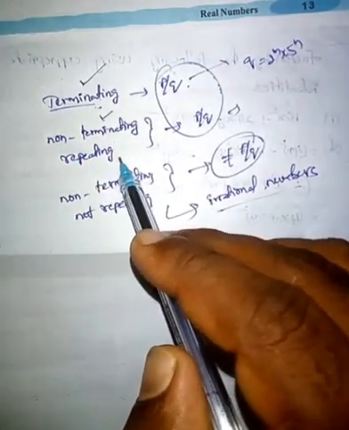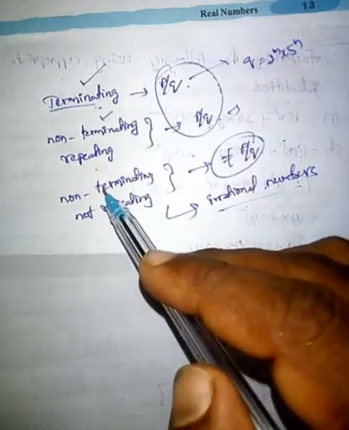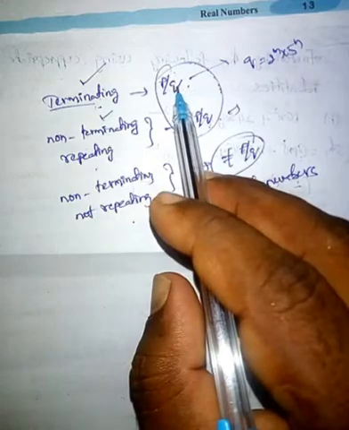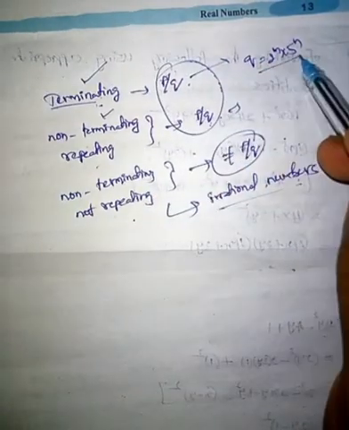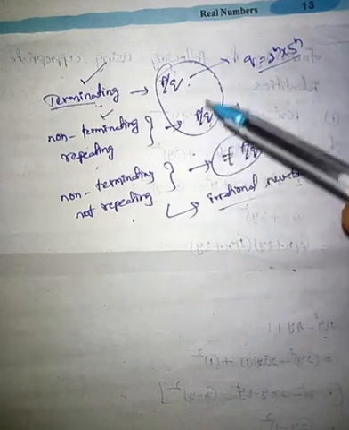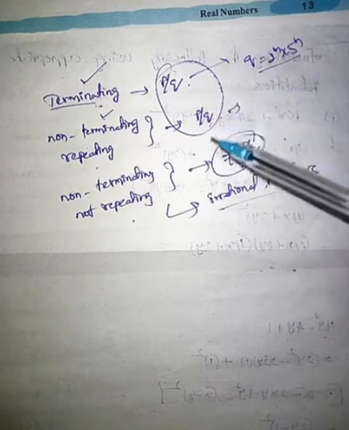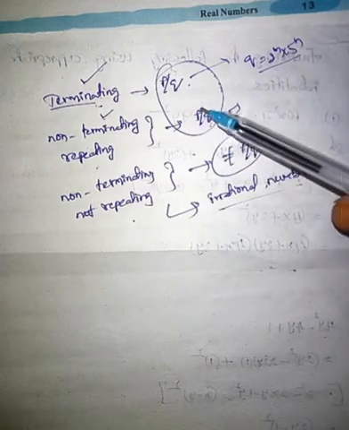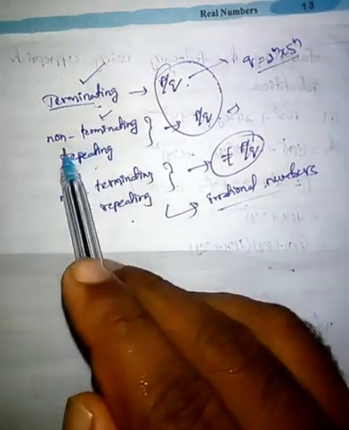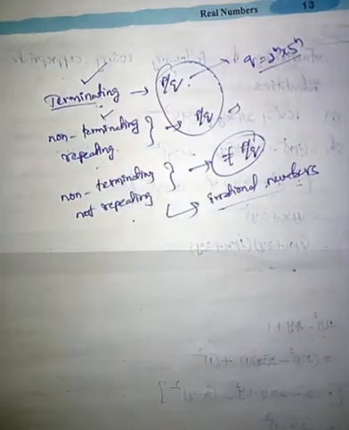Non-terminating repeating decimal. What can you say about the prime factorization of the non-terminating repeating decimal? Only for a terminating decimal is the prime factorization of the denominator in the form of 2 power m into 5 power n. If the prime factorization of the denominator of any rational number is not in the form of 2 power m into 5 power n, then it will be a non-terminating repeating decimal. Okay, so don't get confused.